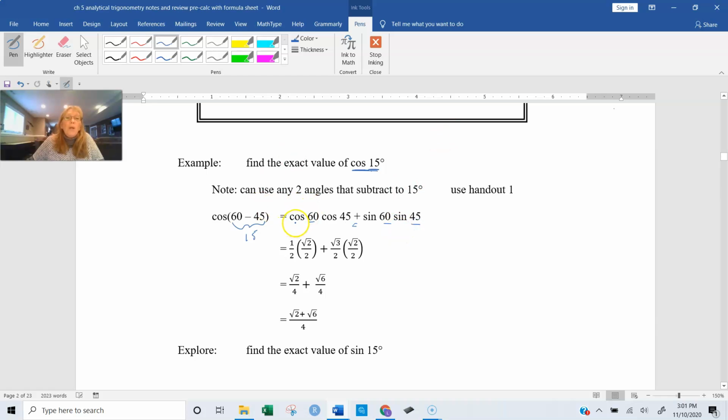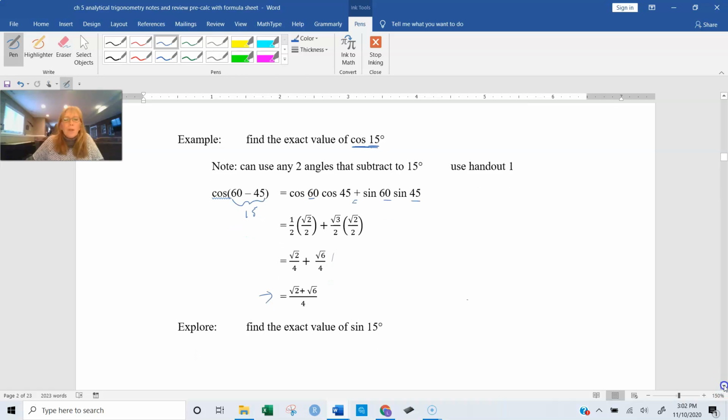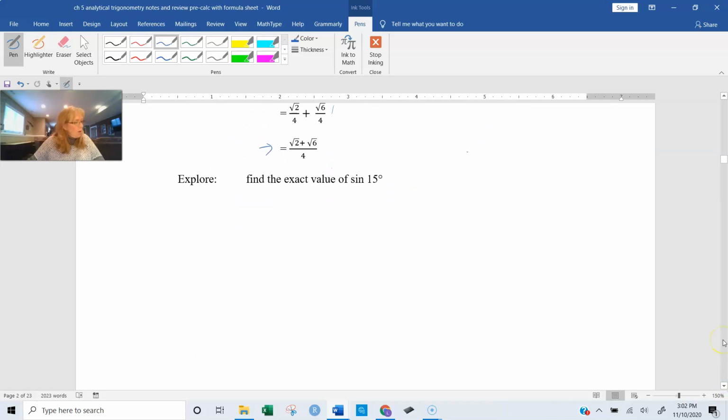Now we know the cosine of 60 is 1/2. Cosine of 45 is square root of 2 over 2, plus sine of 60, square root of 3 over 2, sine of 45, square root of 2 over 2. Then it's just multiplication. Square root of 2 over 4, plus square root of 6 over 4. You can leave the common denominator and you're done. This is good here. I don't need you to go any further. I would like you to use two angles different than these. Pause and try yours.